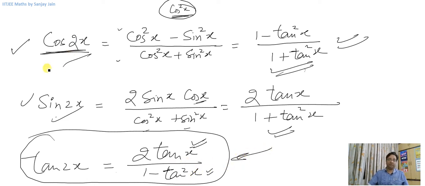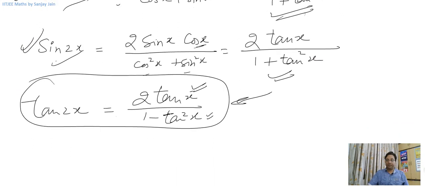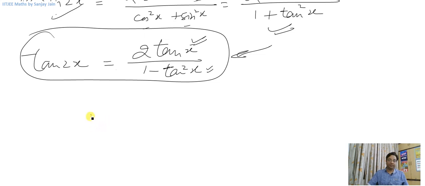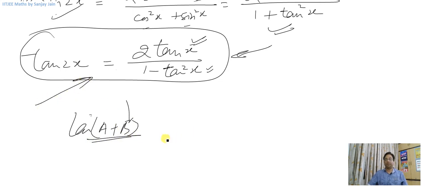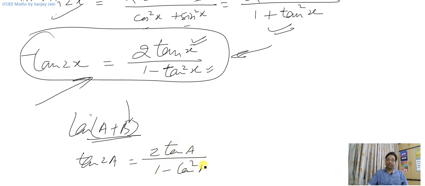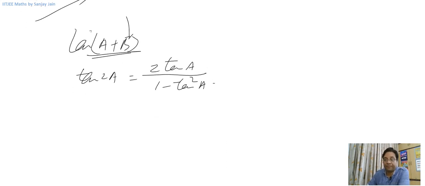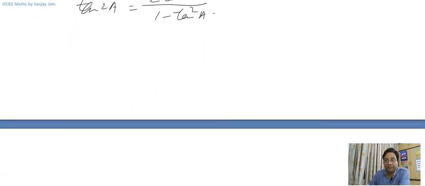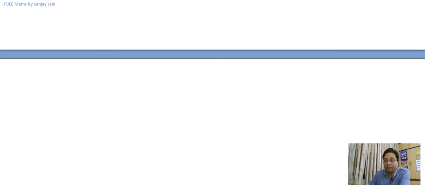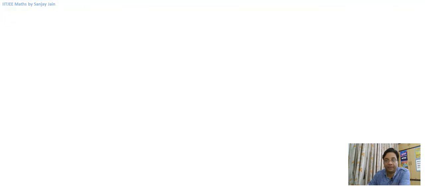One, that we can divide this by this, or what you can do is, in the formula for tan of a plus b, you can simply replace this b with a and you will reach this formula only. That is, tan 2a is equal to 2 tan a divided by 1 minus tan square a. Okay, now let us proceed. Before proceeding, let us write all these formulae once again. Let me write it for you.